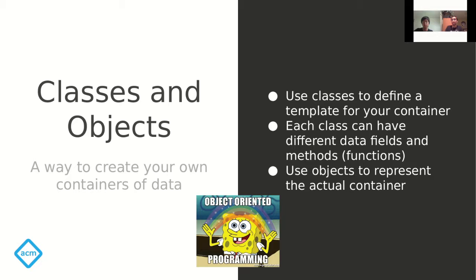Classes are part of something called object-oriented programming, where basically you solve problems using objects. In object-oriented programming, functions are called methods, so you'll see that terminology a lot. And we use objects to represent the actual container, while classes are like the blueprint. And here's SpongeBob. Yay.